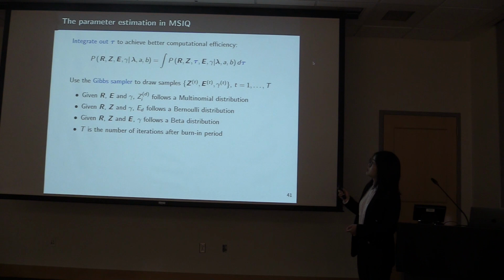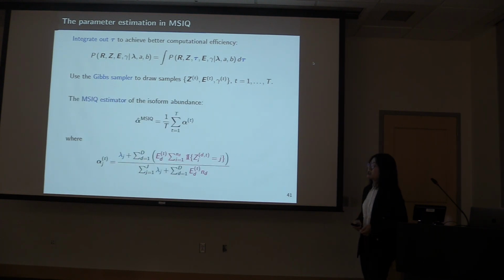In order to reduce the computational burden, we first integrate out tau from this distribution based on the property of Dirichlet distributions, because the inference of tau is straightforward once we know the values of isoformal regions Z and sample consistency E. And then we designed the Gibbs sampler to draw posterior samples of Z, E, and gamma based on their conditional distributions. Here, we use the capital T to represent the total number of iterations available after the burn-in period. And finally, our MIS-IQ estimator is defined as the average of the estimated isoform fraction in each iteration.